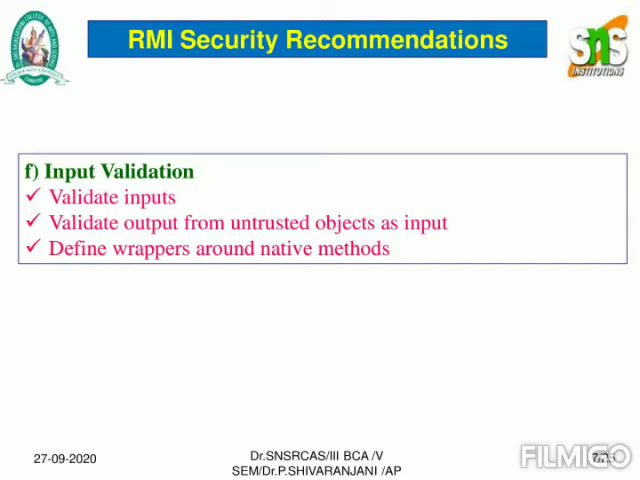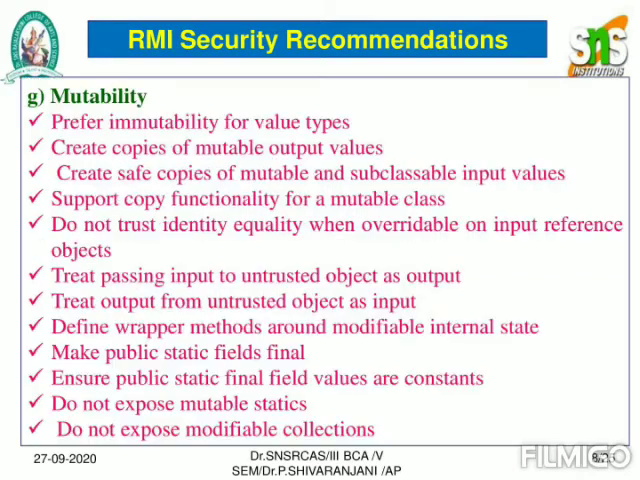So this is your input validation. The first thing, you have to validate your input. Then you have to validate your output from the untrusted object as an input. Then you have to define wrappers around your native methods. The next thing is mutability. Here you have to prefer immutability for your value types.